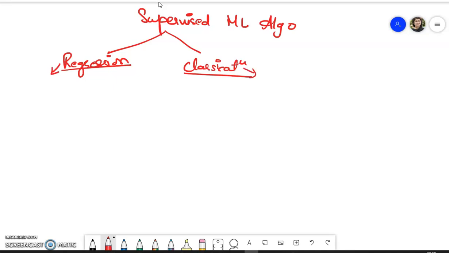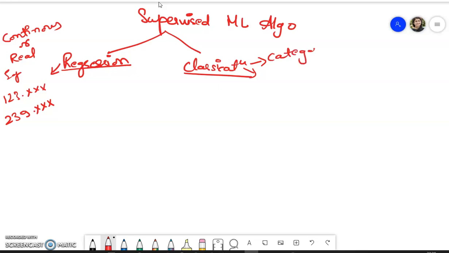When we have dependent data in the form of a continuous number or some real number, for example, predicting the price of a house or a stock price, then we can go for the regression techniques. And when the dependent data is in the form of categories, then you should go for classification.